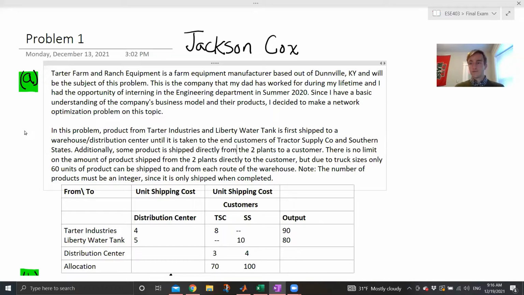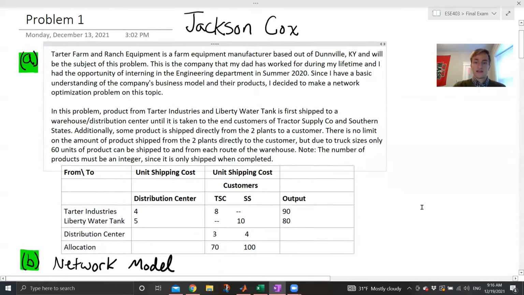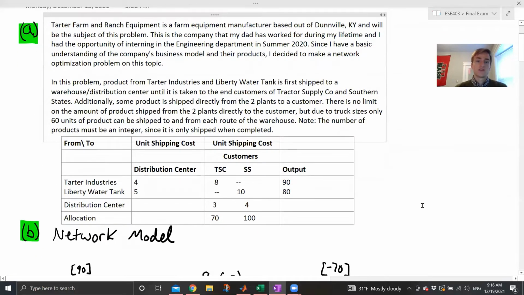To summarize the information to set up our network for this problem, I have created this table that shows the unit shipping costs, or the weights, of shipping something to and from various places. From Tartar Industries to the distribution center, the weight would be 4. And as you can see, you have the various weights for each combination of paths. And this variable down here, allocation, is simply demand. So the demand at each node, what this node needs.